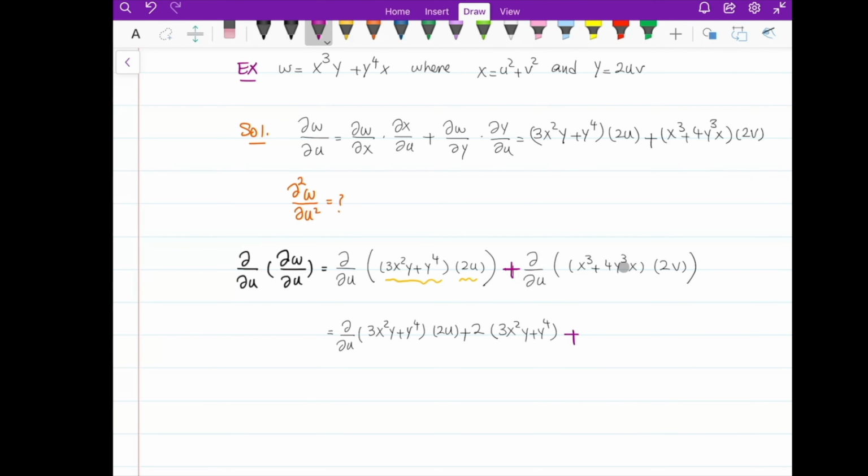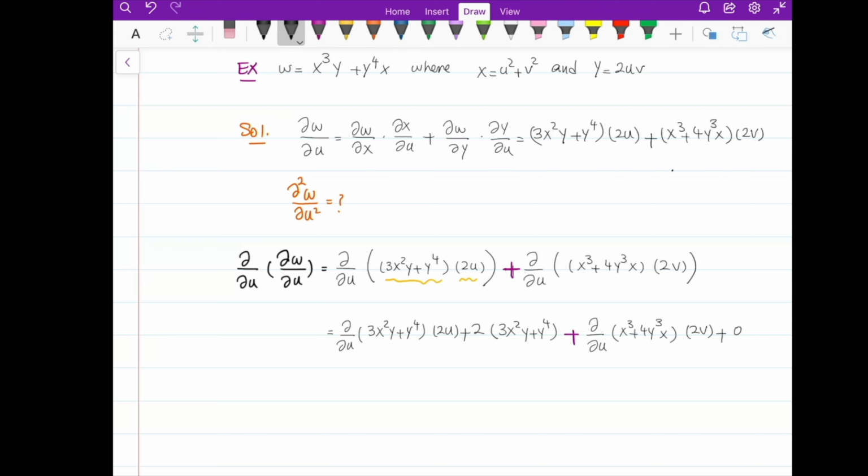Now the second part, I still have product rule, but this time I have like this. I'm gonna take derivative of the first one with respect to u of x cubed plus 4y to the 3 times x, and times the second one, which is 2v, plus derivative of the second one with respect to u. So derivative of v with respect to u would be 0 times that, it's 0.